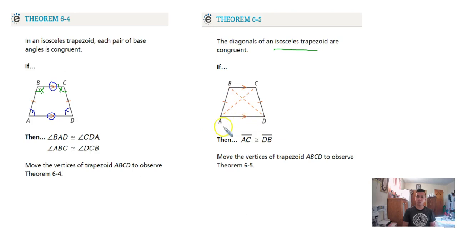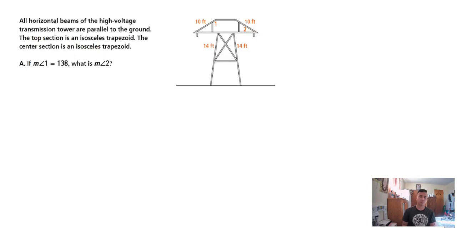So their diagonals are always congruent. Okay, so that is theorem 6-4 and 6-5, and we'll be using these theorems to solve problems. Let's take a look at this example that we have here. All horizontal beams of the high voltage transmission tower are parallel. Okay, the word there is parallel, and to the ground. So this is the ground here.